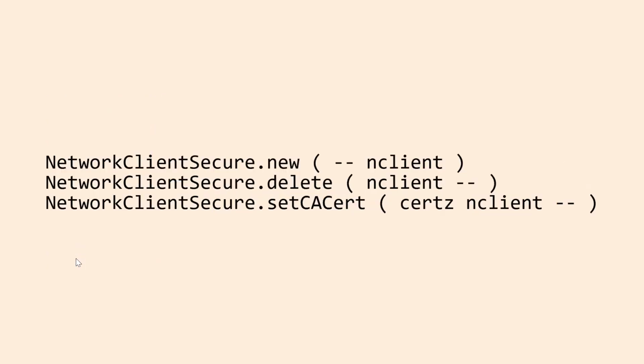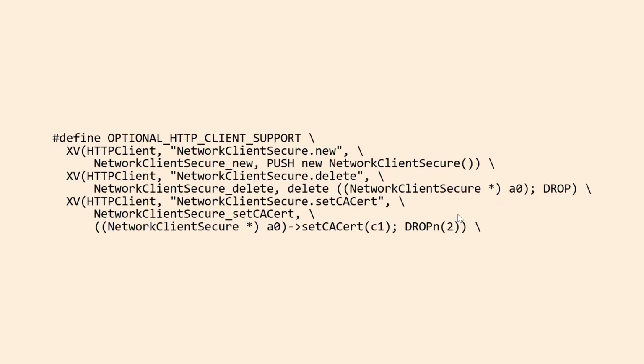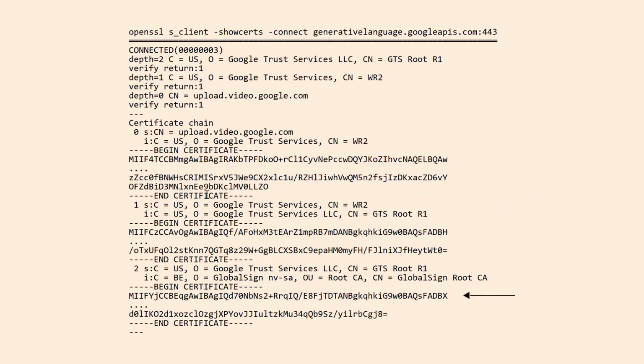So the HTTP client library has the notion that you first want to set up what your certificate bundle is. So you need to create an object of that type, of the network client secure type, to hold the bundle of certificates. And you need to set up a word to create one, delete one, and then set a certificate on one with a null terminated string. The bindings look something like this using those macros that I mentioned. And so it's not bad to add in. I'm not going to show the bindings for some of these other methods.